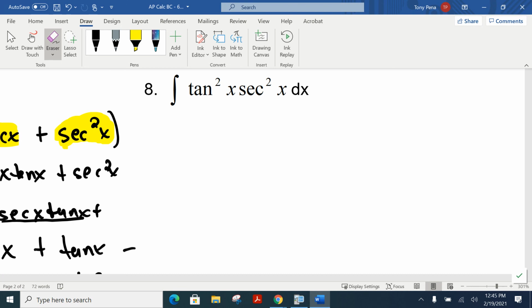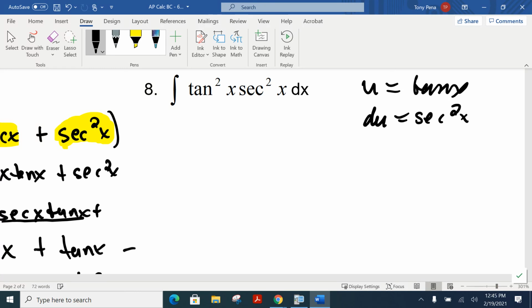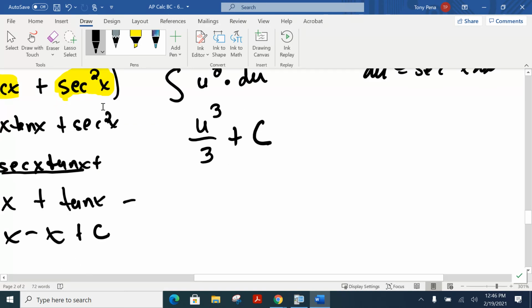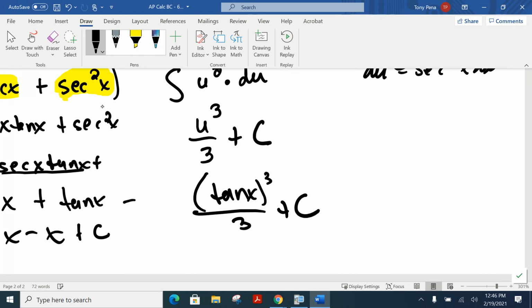Because if I let U be a tangent, and then du is a secant squared of x dx, then this here is just u squared. Secant squared x dx is du. And now we've created a really simple little integral that's written in terms of u. That means we do our antiderivative without a problem. That's easy. Replace your u. And then that's our day.